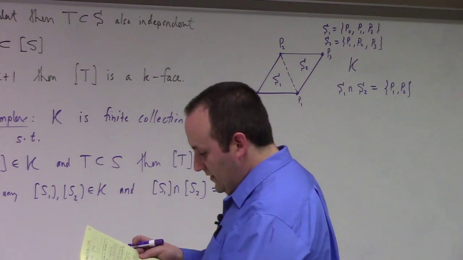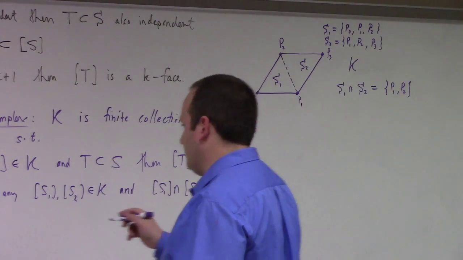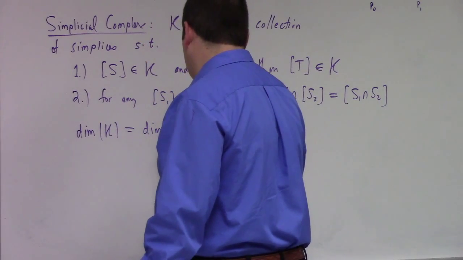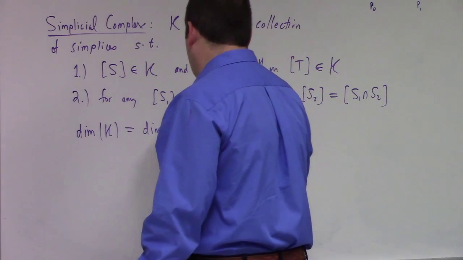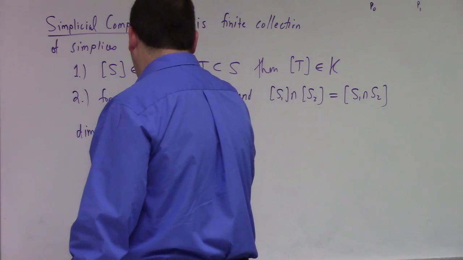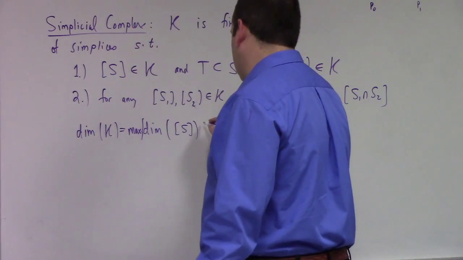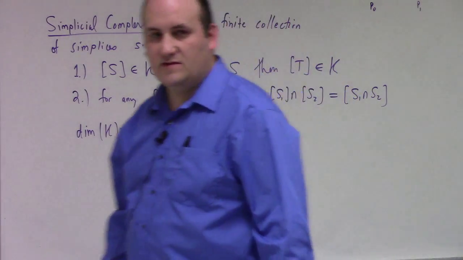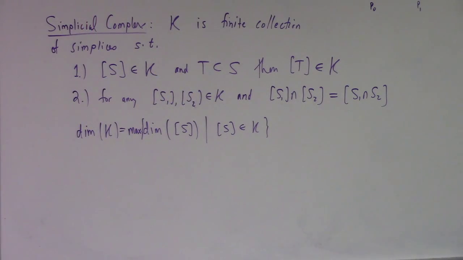Now the dimension. What should the dimension of K be? To be more specific, it's equal to the maximum dimension of S such that S is in K. So you look at all possible simplices in K and you pick the maximum dimension. It's a finite collection, so it's got a maximum. For example, my example is a simplicial complex of dimension 2.